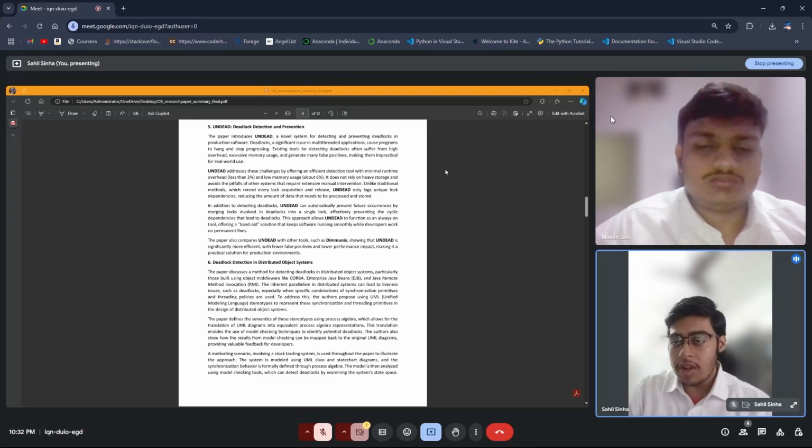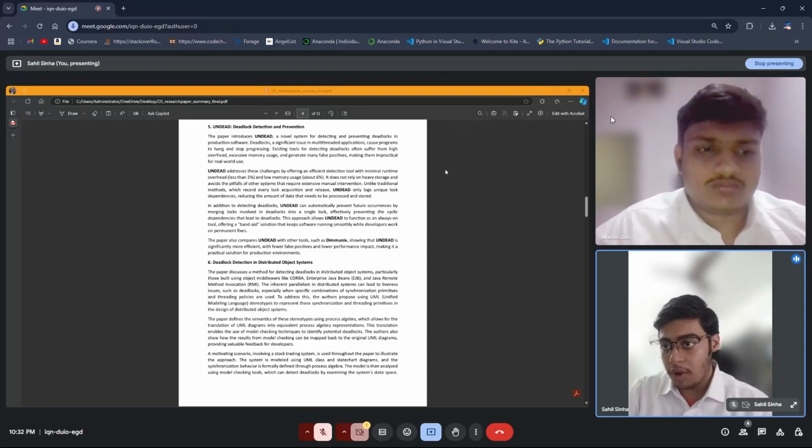The translated models are analyzed with model checking tools to detect potential deadlocks by exploring the system's state space. Detected deadlocks are mapped back to the original UML diagrams, offering developers useful insights for system design improvements. So the application includes a stock trading system, which serves as a case study demonstrating how UML diagrams, process algebra, and model checking work together to enhance system reliability.